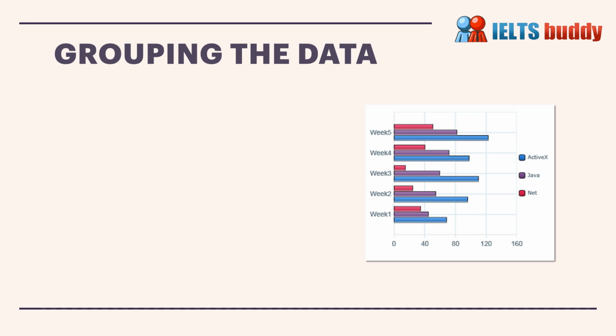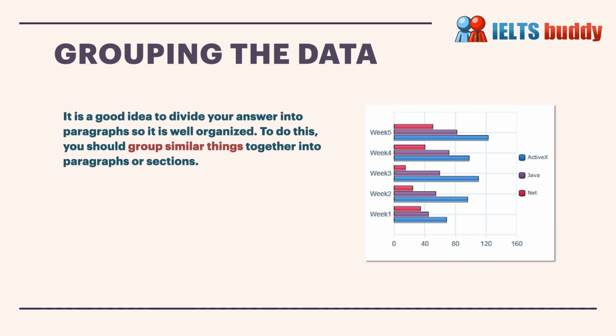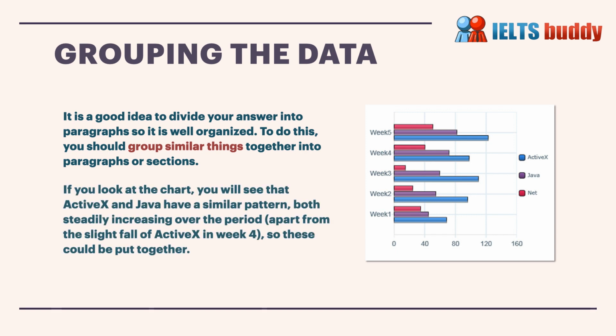And as I mentioned earlier, it's important to group the data. This will help you to put it into different paragraphs and organize it well. So you need to group similar things in paragraphs or sections. If you look at the chart, you'll see that ActiveX and Java have a similar pattern, as we noted earlier, both steadily increasing over the period. Apart from there is a slight fall of ActiveX in week 4. So these could be put together as they both increased over the period.